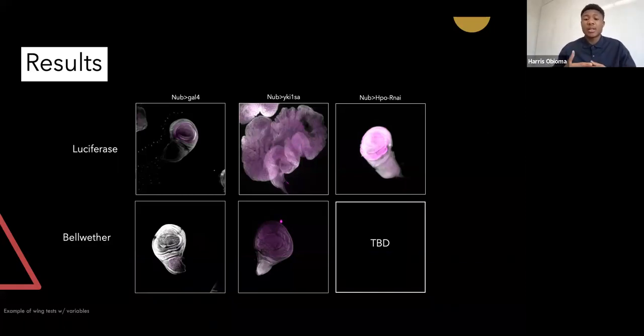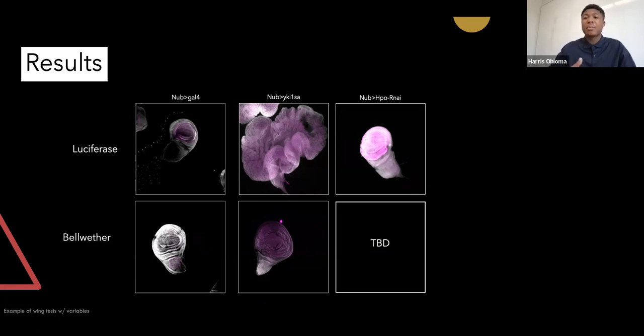Now we combined this with nub-gal4 and bellwether, and you can see that the overall wing disc is the most similar out of the rest, and the wing pouch is similar, but still bigger by a small amount. But the crazy part is the overexpression of Yorkie with the ATP synthase mitochondrial defect. Compared to the control, it caused a smaller wing pouch than nub-Yorkie with luciferase.